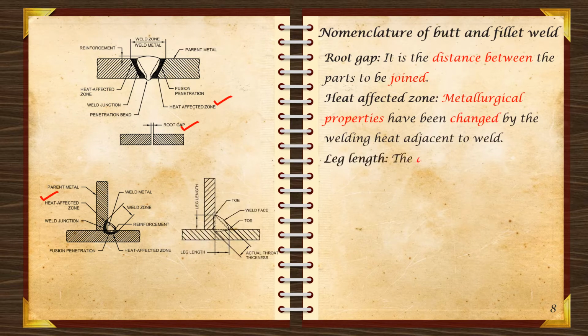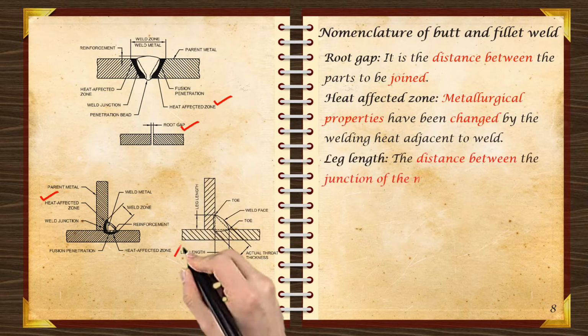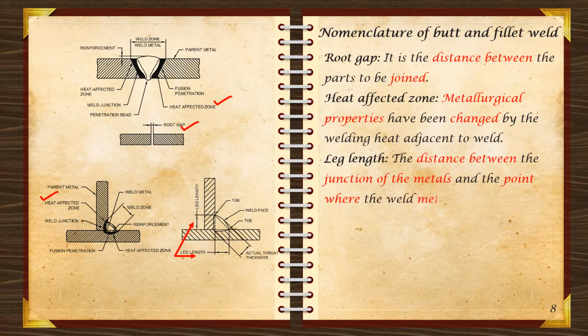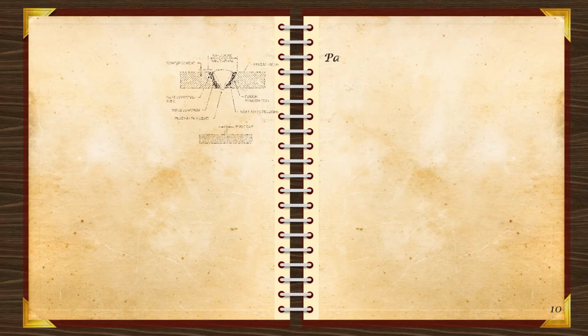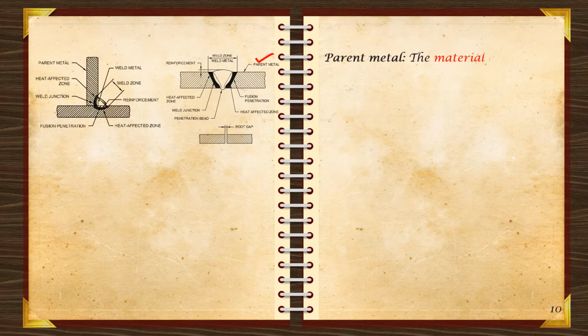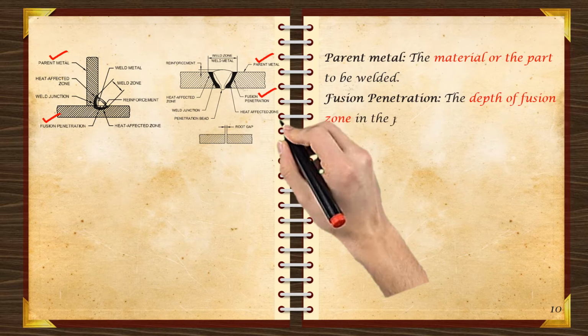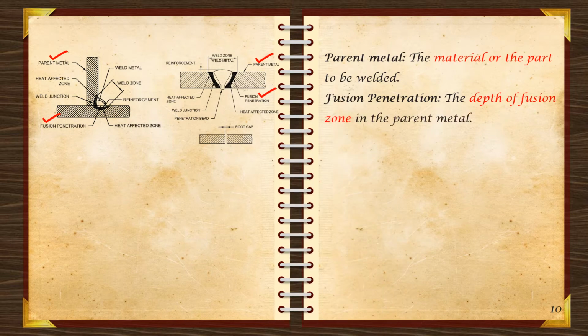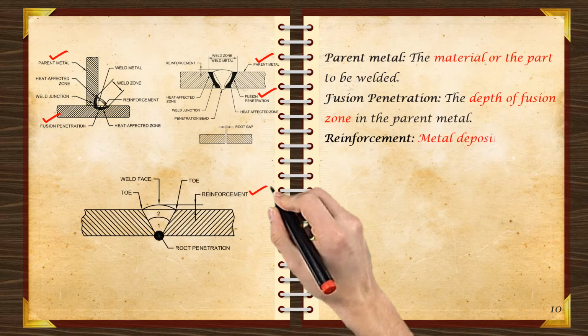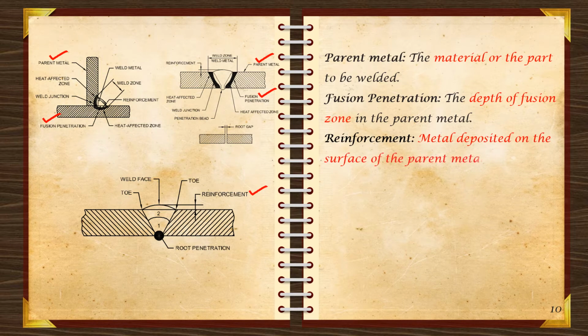Leg length: the distance between the junction of the metals and the point where the weld metal touches the base metal, the toe. Parent metal is the material or the part to be welded. Fusion penetration is the depth of the fusion zone in the parent metal. Reinforcement is the metal deposited on the surface of the parent metal, or the excess metal over the line joining the two toes.